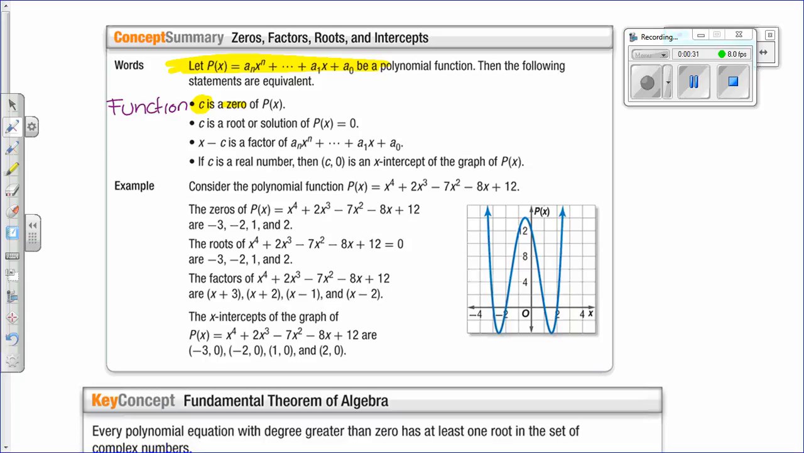We call it 0. And those are the x values for which the y is equal to 0. So that's what we're referring to. Now, if we call them roots or solutions, then we are referring to the equation. Now, when those zeros are real, we could see them as x-intercepts if they are real numbers.